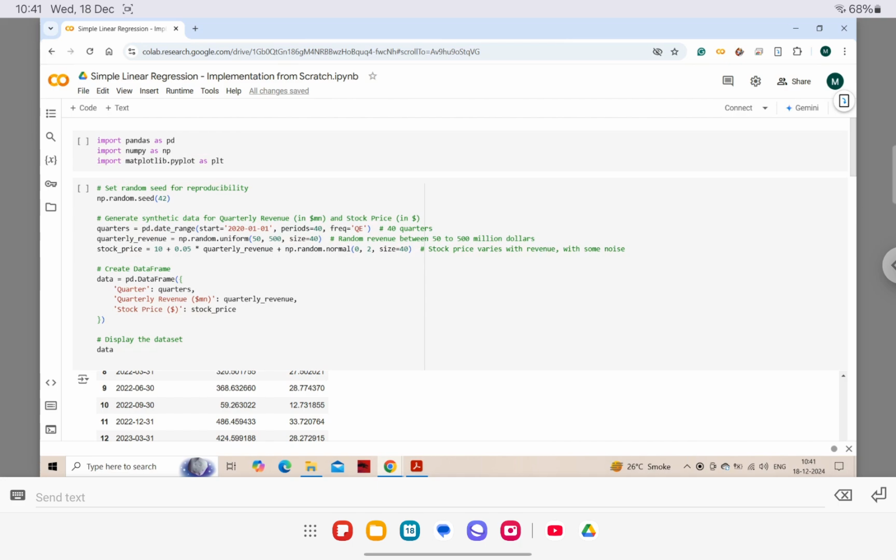This notebook will also be available in the video description, so you can always go through the notebook and play around with it if you want. You can refer to the notebook whenever you want. Okay, so let's start with the notebook.